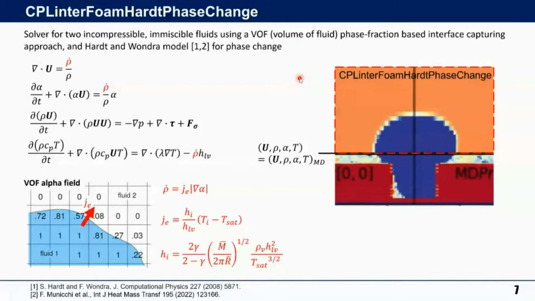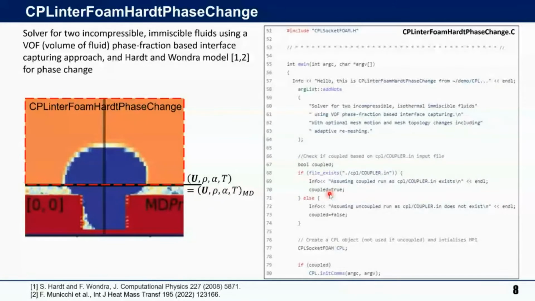So the coupling then, as you can imagine, OpenFOAM needs to know velocity, density, phase fraction, and temperature at the coupled boundary. These must come from the molecular dynamics solver in our case. And we're going to see next how this is achieved in the structure of the solver. But as you can imagine, the structure of the solver is very, very similar to the one you have seen for CPL IcoFOAM, because we are going to introduce the extra bit for the coupling in the same exact way.